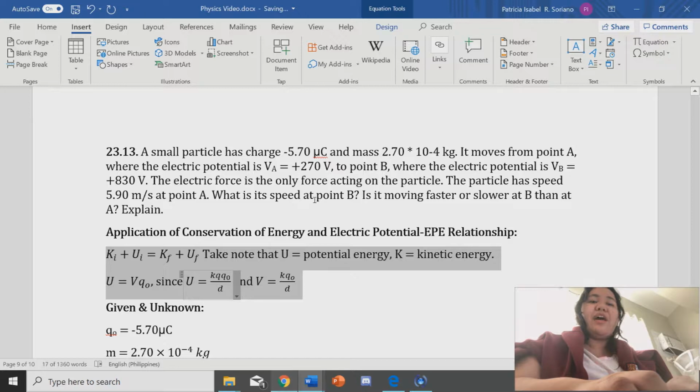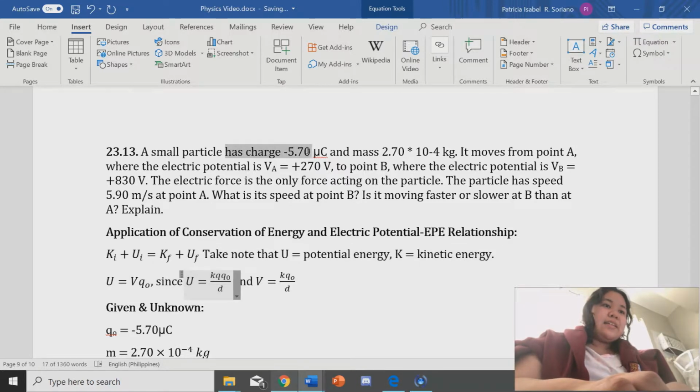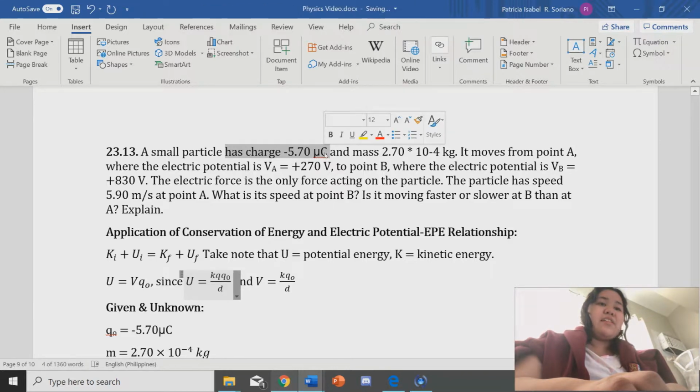First, let's identify our given. So there's a charge of negative 5.70 microcoulombs, and we can say that is our Q naught. It's the charge of a particle, so negative 5.70 microcoulombs. And next is the mass of the particle, which is 2.70 times 10 raised to negative 4 kilograms.